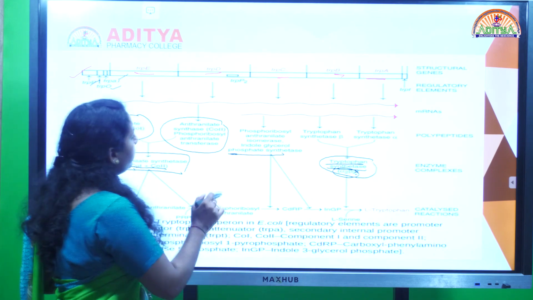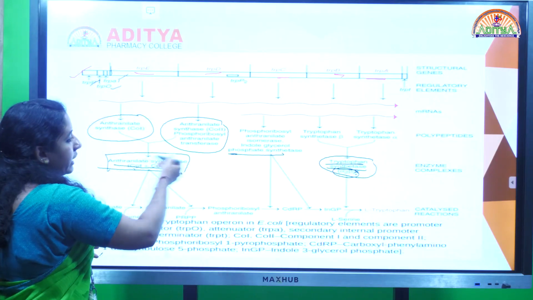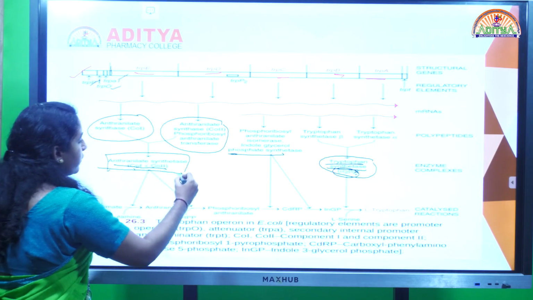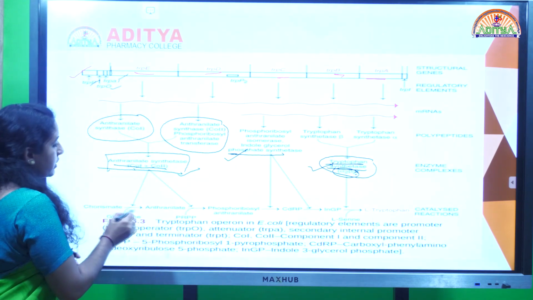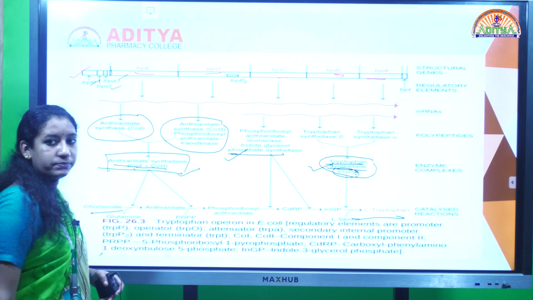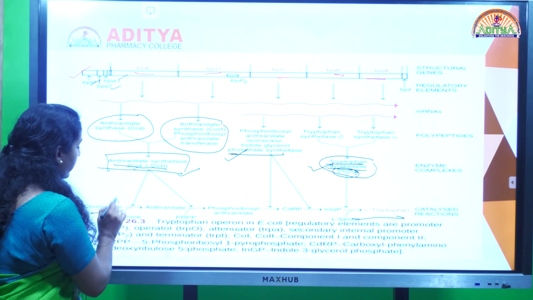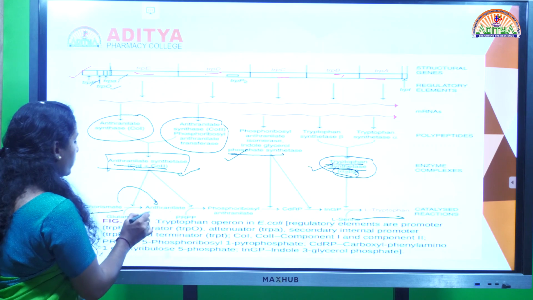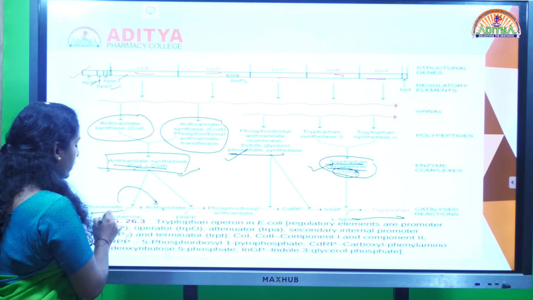So here, if you observe, these 5 structural genes will encode for these 3 types of enzymes, and these 3 types of enzymes are necessary for synthesis of tryptophan from this chorismate. First, the chorismate will be converted into anthranilate in the presence of the enzyme anthranilate synthase and in the presence of glutamine.